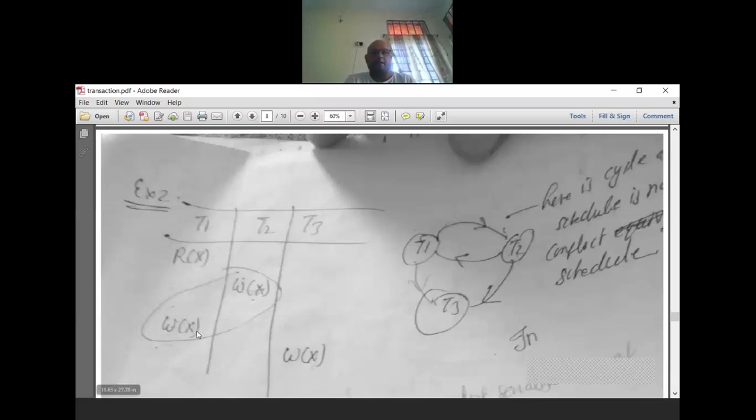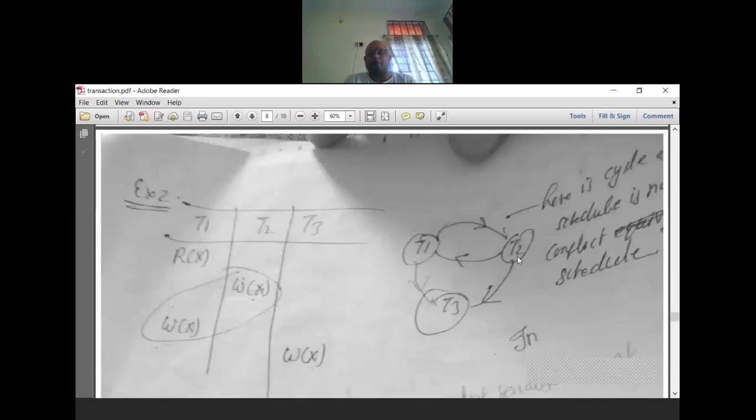Now I will check. I have already put one arrow from T1 to T3, so no need to check T1 to T3 again. Now I have to check from T2. I am checking T2 to T1. So this is a conflict between T2 and T1.